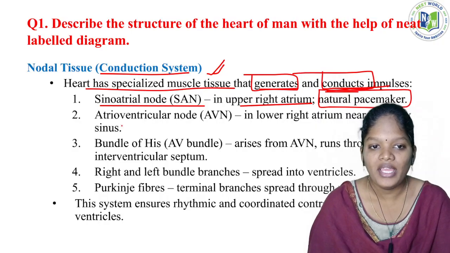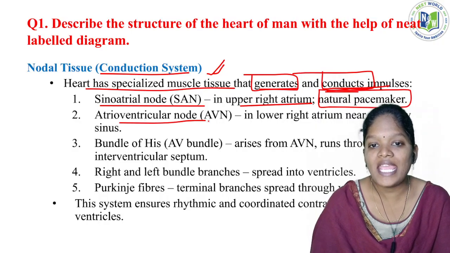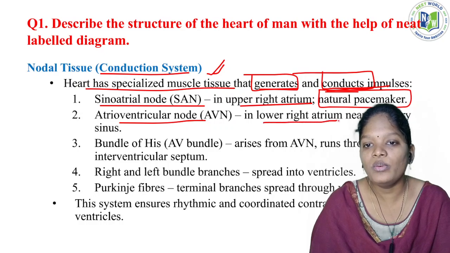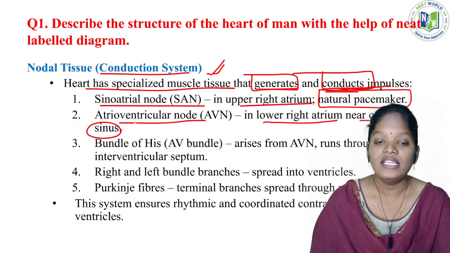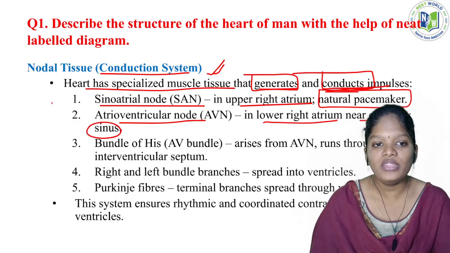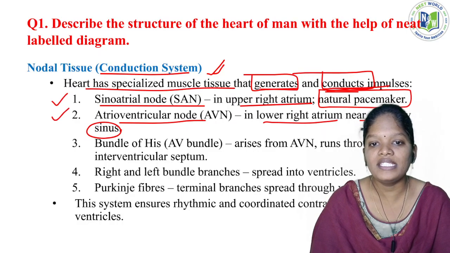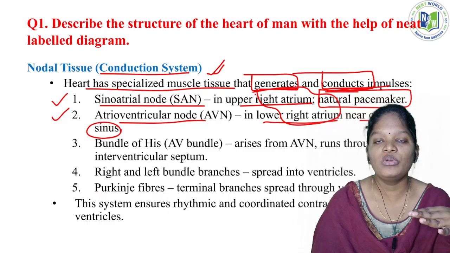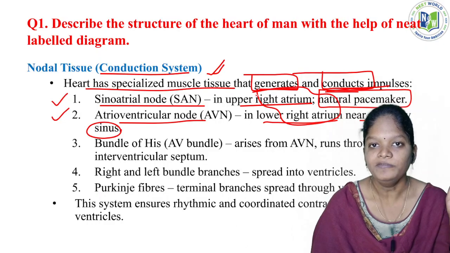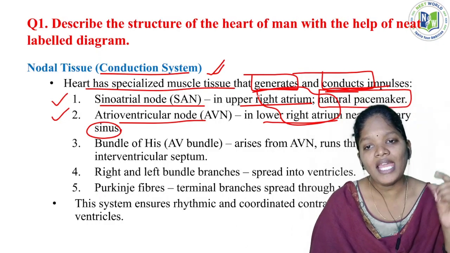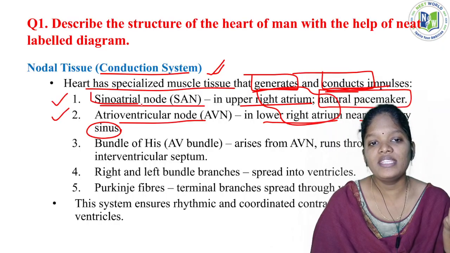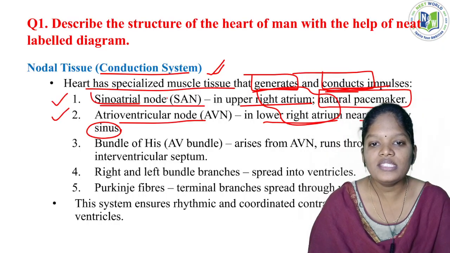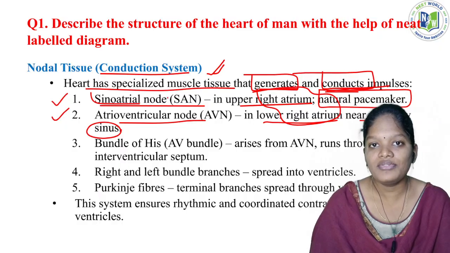Now the atrioventricular node, that is the AV node, is present in the lower atrium. This is near the coronary sinus. You should know this: both the SA node and AV node are present in the right atrium. Only, the SA node will be in the upper right atrium and the AV node in the lower right atrium. The natural pacemaker is called the SA node. This is the one creating the impulse first.